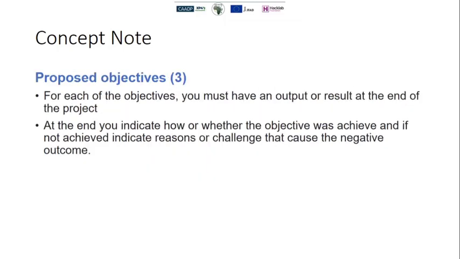Then that should be followed by the objectives which you propose. For each of the objectives, you must have an output or result at the end of the project. At the end, you indicate how or whether the objective was achieved, and if not achieved, indicate the reasons or challenge that caused the negative outcome.